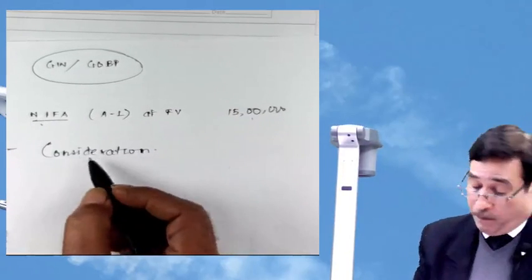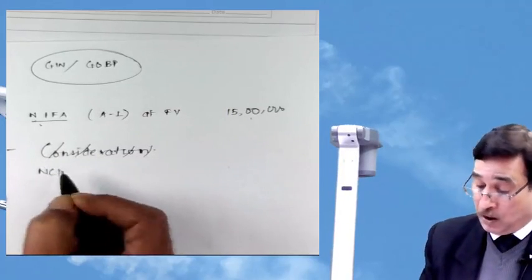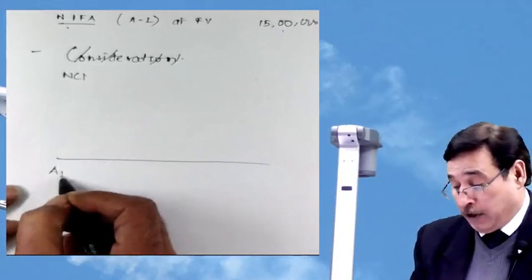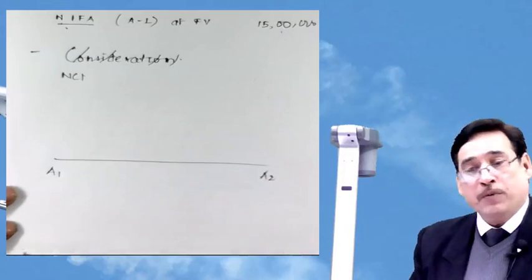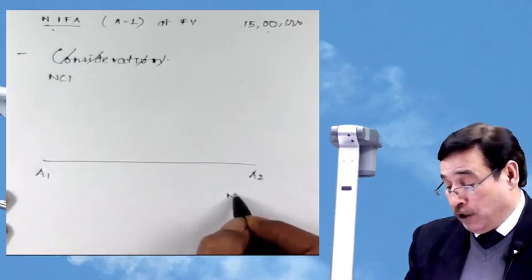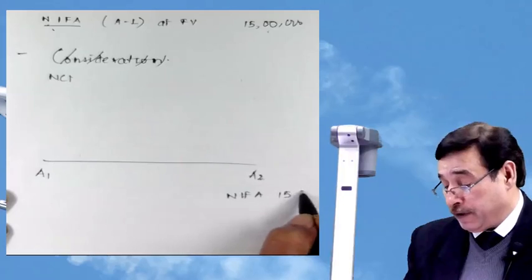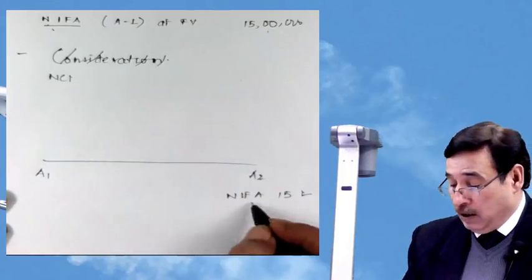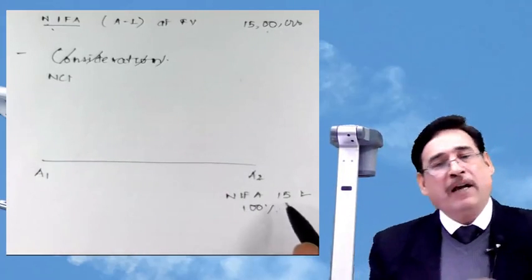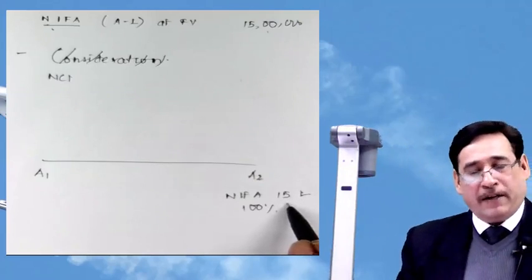In fact, before consideration, I will write here non-controlling interest. Try to understand this. Suppose I am A1, the acquirer, and you are A2. I acquired your entity. On the date of acquisition, the net identifiable assets of your entity are equal to 15 lakhs. That is why I have written 100% of your net identifiable assets were worth rupees 15 lakhs. 100% means all assets and liabilities are worth rupees 15 lakhs.